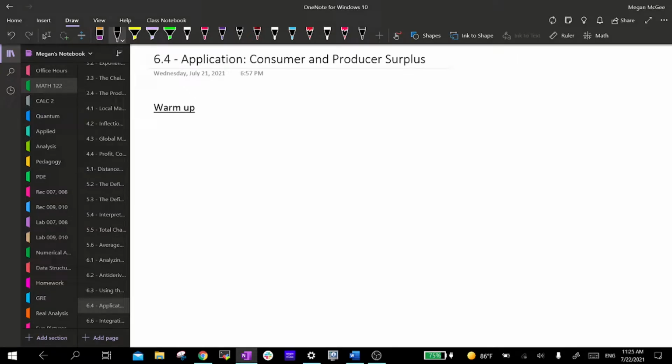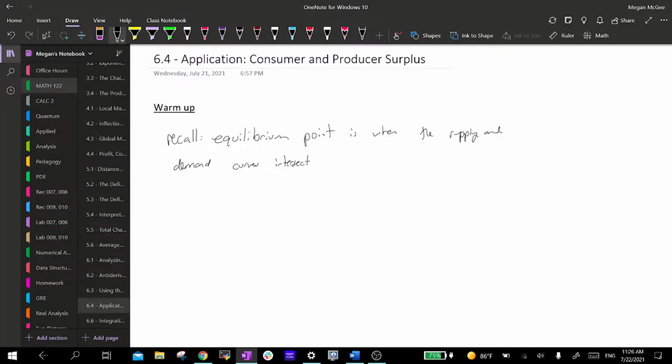Welcome to section 6.4, application, consumer and producer surplus. So first we're going to do a little bit of a warm-up and recall that an equilibrium point is when the supply and demand curves intersect.